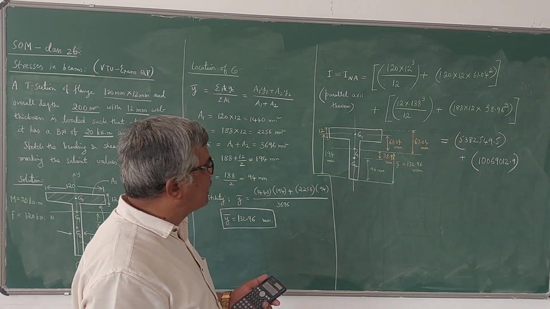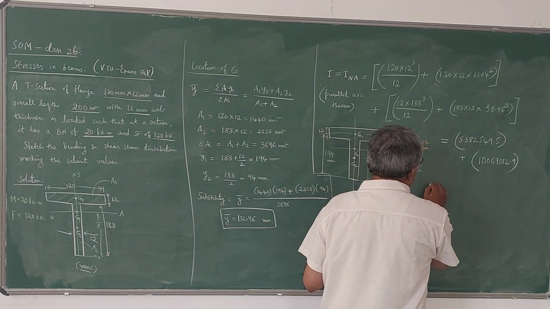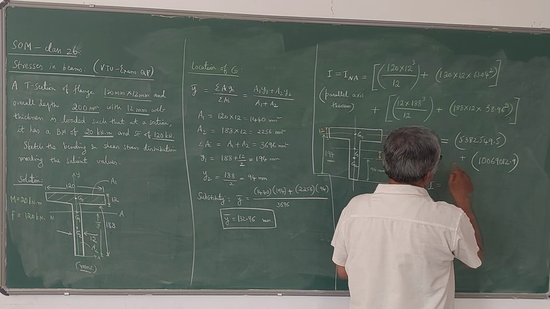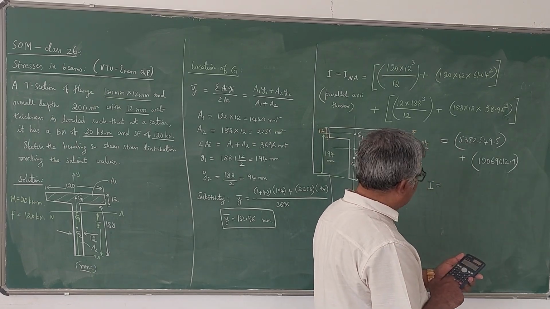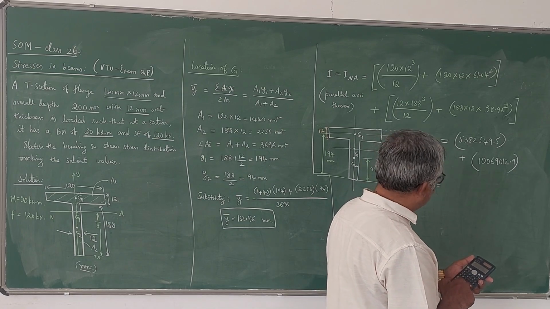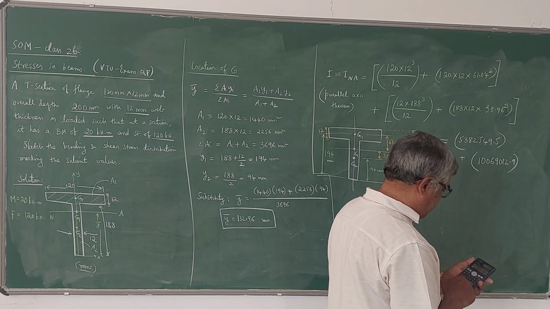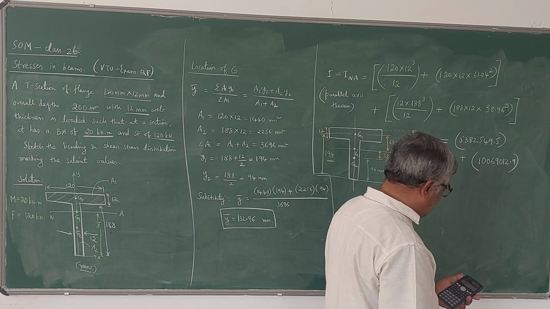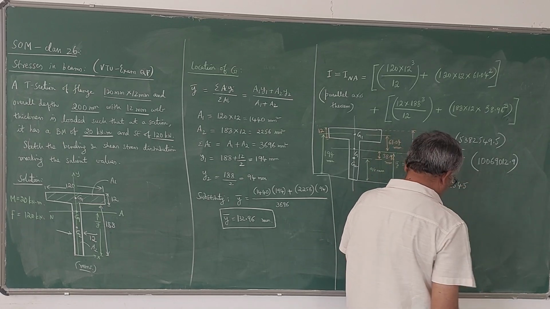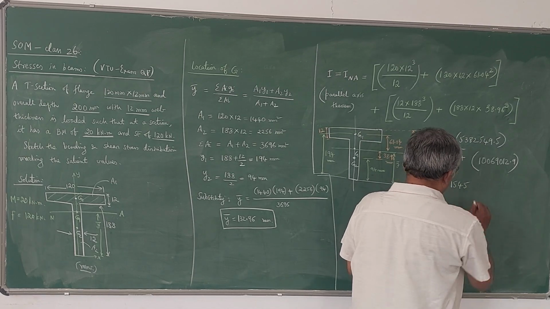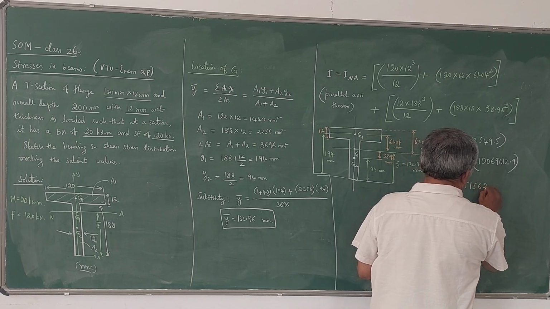Once you add these two, you are going to get the I value or I_NA value. Let me add these two: 5382549.5 plus 10069012.9. So it comes out to be 15451562.4.